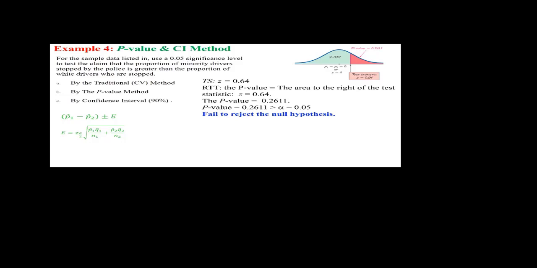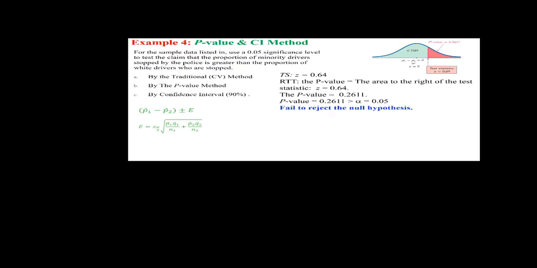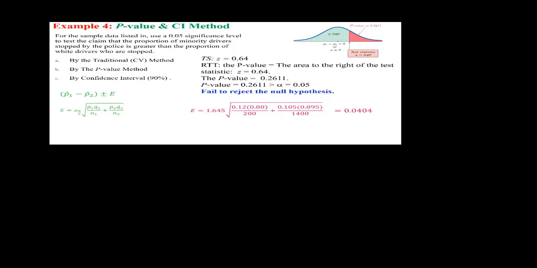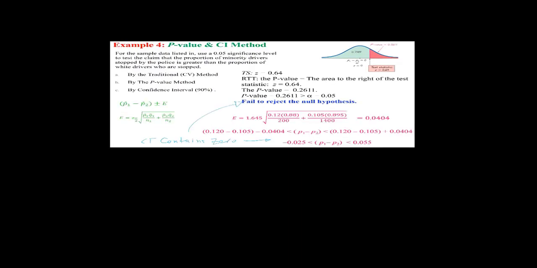To come up with a confidence interval, you need the formula on the left side, P1 hat minus P2 hat plus or minus E. P1 hat minus P2 hat you already have from when you calculated the test statistic. So all you have to calculate is the value of E. Simply plug in, and you end up with 0.0404. You subtract and add this number to P1 hat minus P2 hat, and it results in the following. We did not reject H0. Same result here. Why is that? Because this interval contains 0. Failed to reject the null hypothesis.